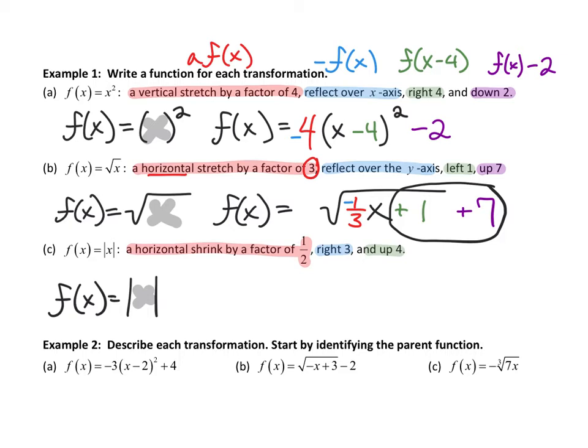By its formula, by its definition, a horizontal shrink will be inside and flipped the opposite. That means, oh, forgot my x, that on the inside I'm going to have a 2x. To move something to the right 3 by its formula, you're subtracting that number on the inside. And to move something up 4, you're just going to add 4 at the end. This f of x that we've written will be a horizontal shrink by a factor of 1/2, moved to the right 3 and up 4 from the original parent function for that absolute value.